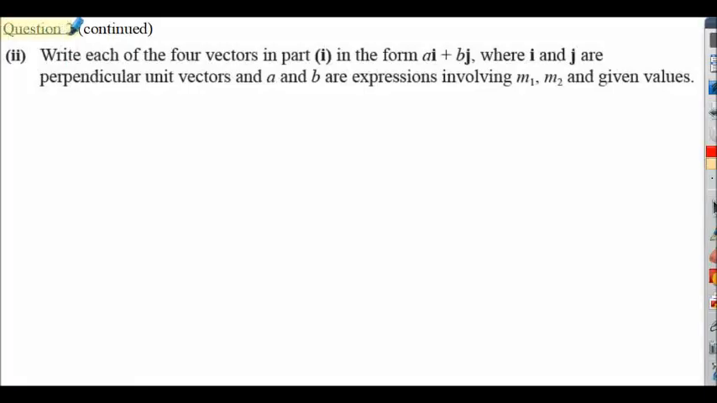Question 2 continued. This is part 2. Now we have to write each of the 4 vectors in part 1 in the form of ai plus bj, where i and j are perpendicular unit vectors and a and b are expressions involving m1 and m2 and the stated values given in the question. So here we have to resolve each of the forces into the x and y components, and I'll show you my solution to this on the following slide.